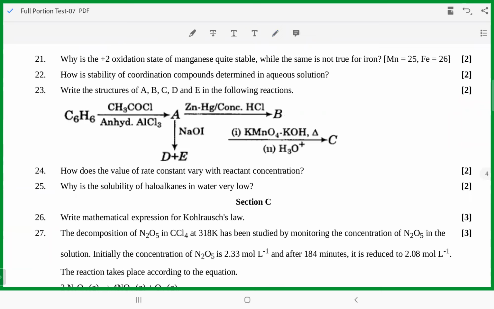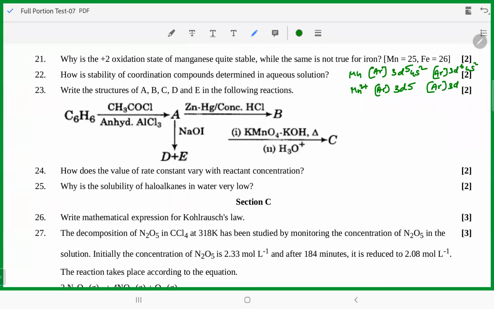You take manganese. So what is the oxidation state? Manganese is 25. When you write the electronic configuration, it is 3d5 4s2 for manganese. When it becomes Mn2+, it becomes argon 3d5. For iron, it is argon 3d6 4s2. When it becomes Fe2+, it becomes argon 3d6. Okay, so here it is half filled, that will be more stable. Then for iron it is more than half filled, so it becomes less stable. That is the reason. Okay, is it okay?